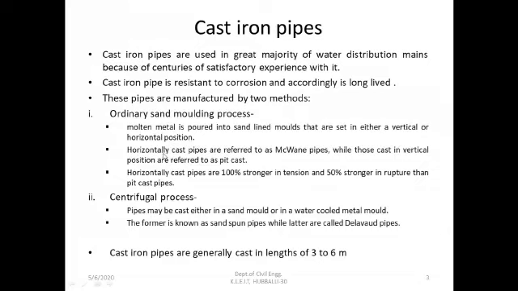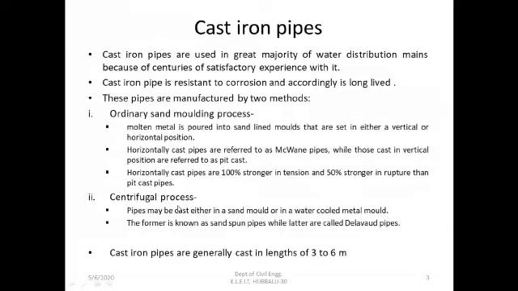And what is the difference? See here, horizontally cast pipes are referred to as McQueen pipes, while those cast in vertical position are referred to as pit cast. This is the difference. And horizontally cast pipes are 100% stronger in tension and 50% stronger in rupture than the pit cast pipes. This is the difference between the two.